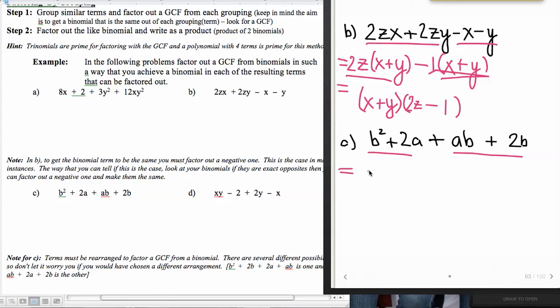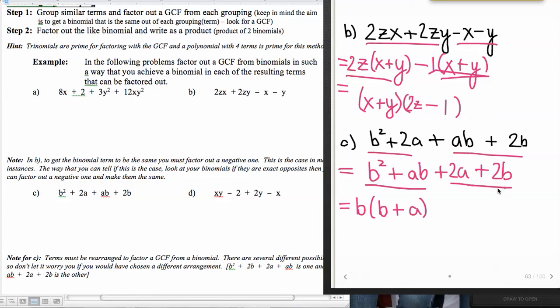So this one requires that I do a little bit of rewriting. All it takes is a little bit of manipulation. If you just flip these two around, so instead of 2a plus ab, I write plus ab plus 2a and then plus 2b, I'll have another iteration of this. Then I can group here and I can group here. From the first two, I can take out a b, and that leaves me with a b plus an a. Out of the second two, I have a 2 in common, so I can take out a 2, and that leaves me with an a plus a b.